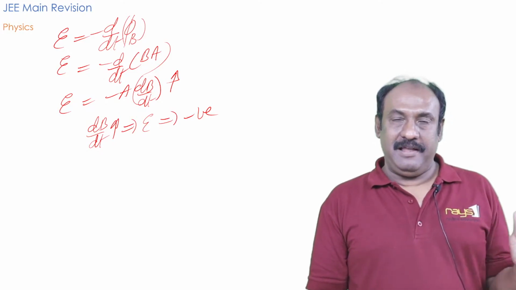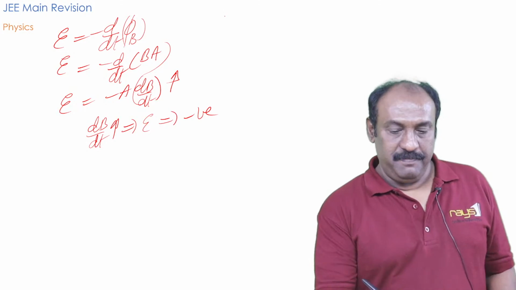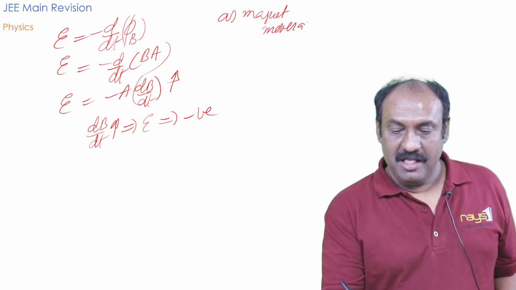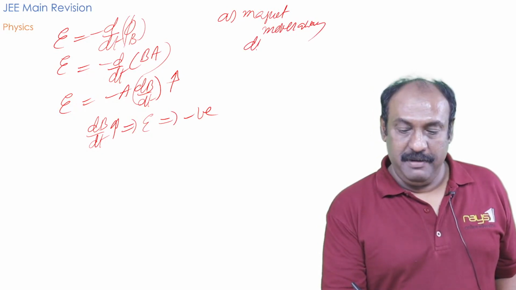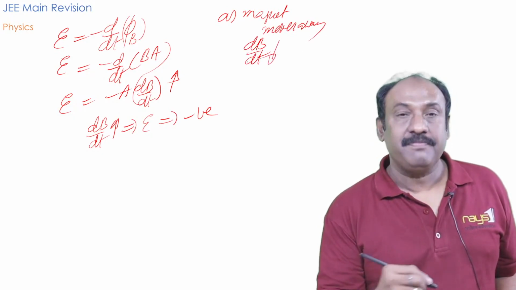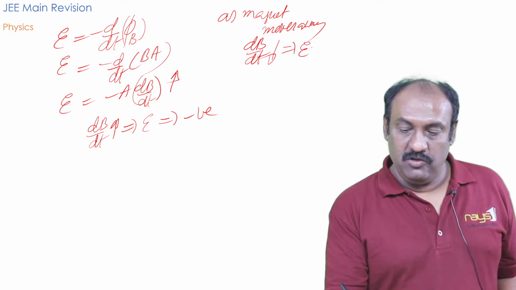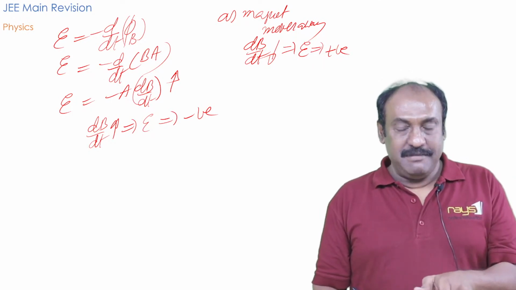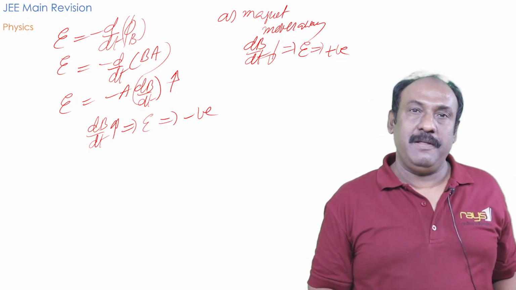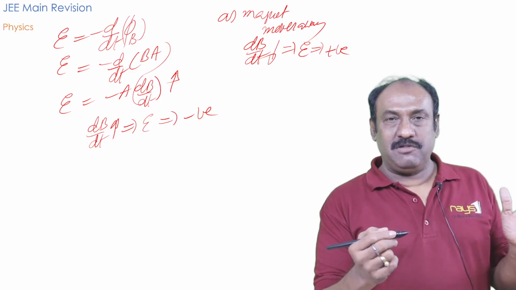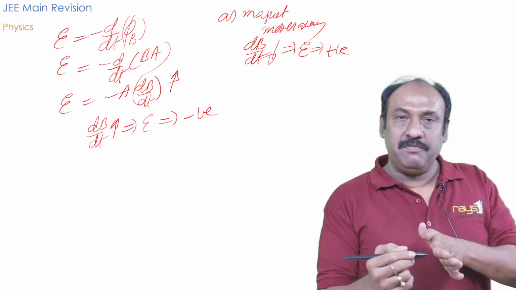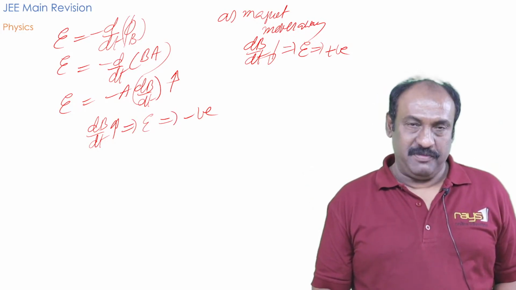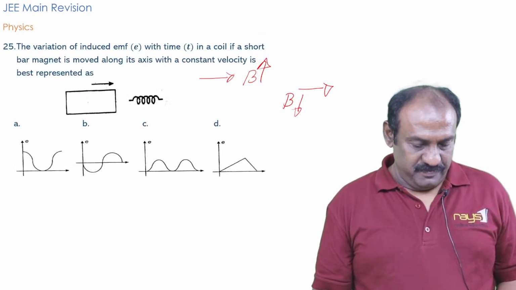As the magnet moves away from the coil, dB by dt decreases. So due to that, the induced EMF will be positive. Minus of minus: dB by dt decreasing means minus of minus, so the induced EMF will be positive. So as the magnet approaches the coil, the induced EMF is negative, and as the magnet leaves the coil, the induced EMF will be positive. So in that sense, see the options here.